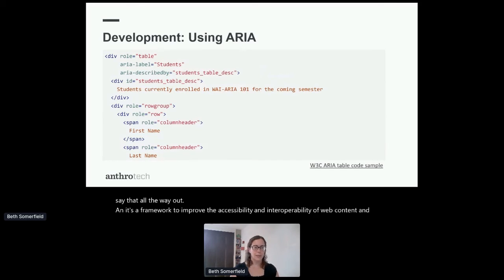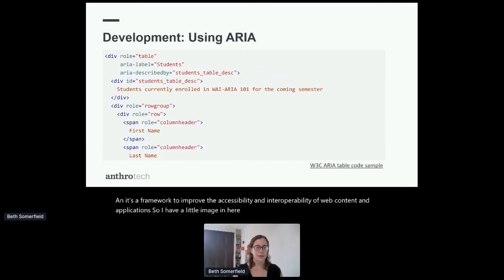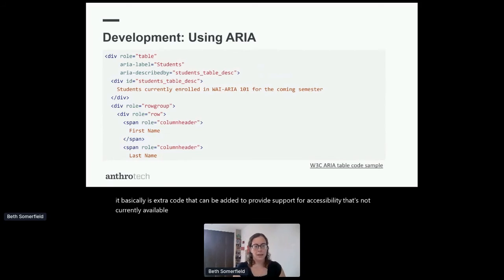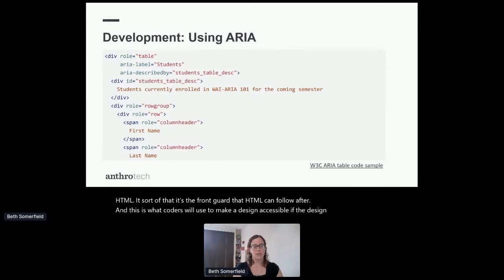So I have a little image in here that's just a screenshot of some ARIA code. But what it basically is, is extra code that can be added to provide support for accessibility that's not currently available in HTML. And many of the features from ARIA are gradually rolled into HTML. It's sort of the front guard that HTML can follow after. And this is what coders will use to make a design accessible if the design isn't something that's straight out of the box HTML.